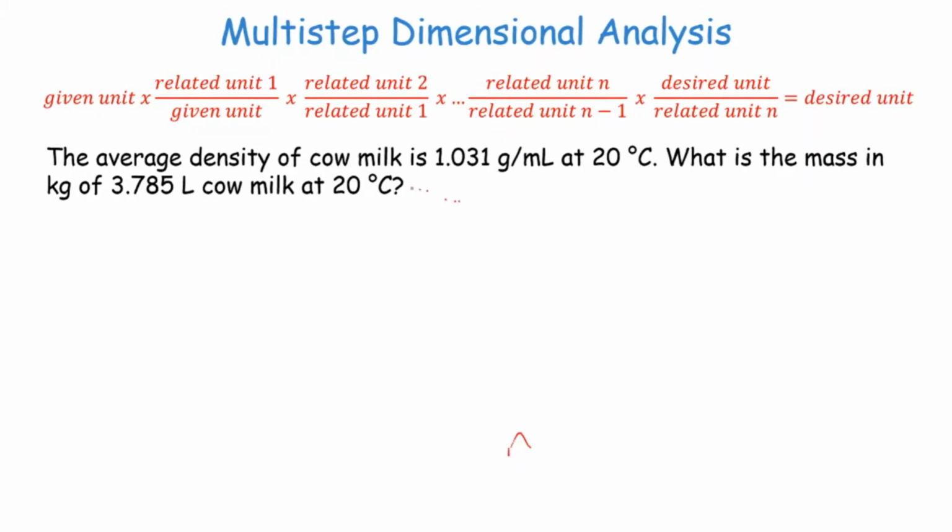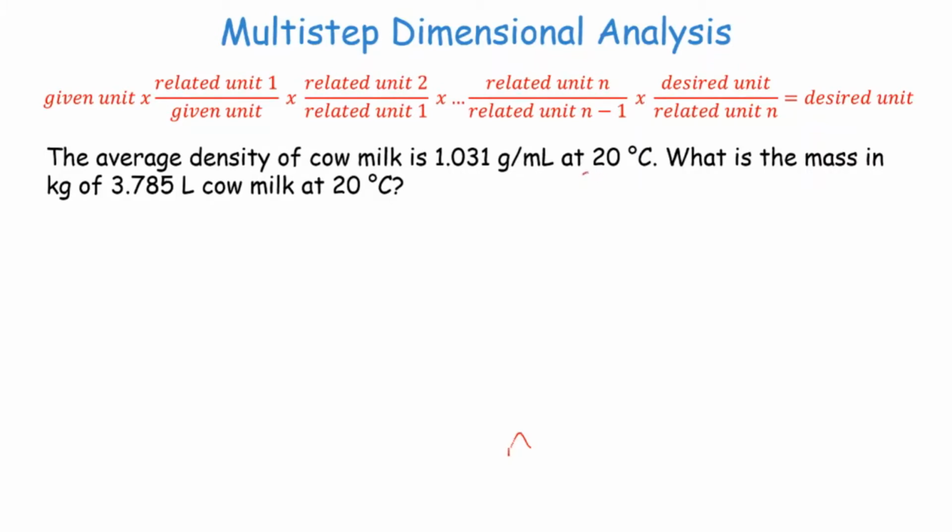The average density of cow milk is 1.031 grams per milliliter at 20 degrees Celsius. What is the mass in kilograms of 3.785 liters of cow milk at 20 degrees Celsius?